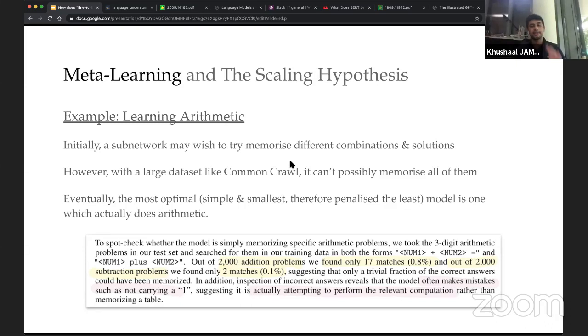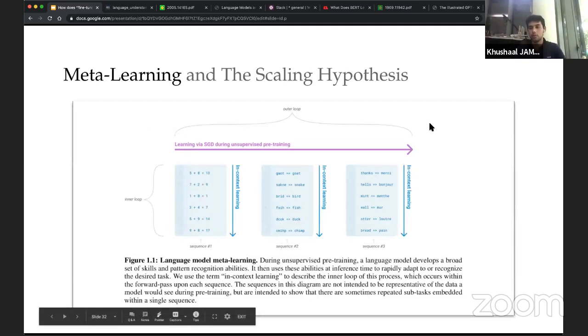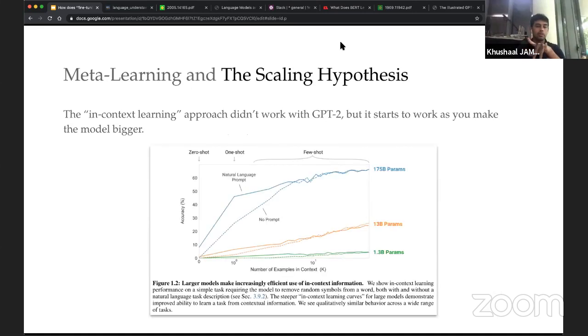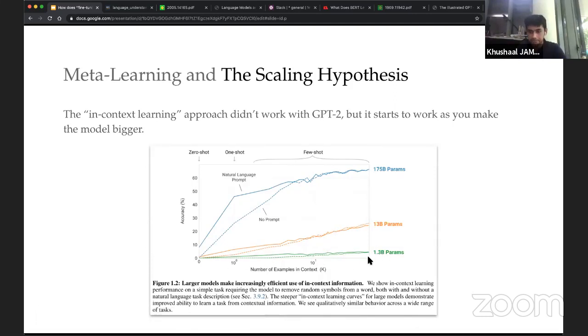Right, so I think that about wraps up the discussion of meta learning, but it links to another idea. Previously, GPT-2 tried to do this exact same thing. If you remember, there are very few architectural differences between GPT-2 and 3, except for minor ones, for example modeling after the sparse transformer, and its size. And the in-context learning approach, this meta learning approach, didn't work with GPT-2, but it started to work as you made the model bigger. I've included this diagram to give a sense of that. So 1.3 billion would be GPT-2.